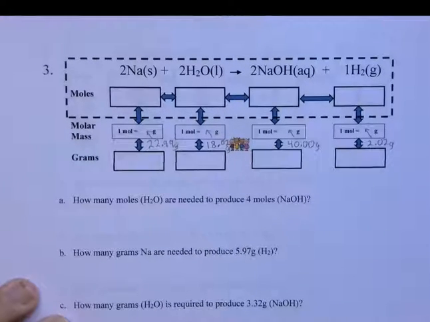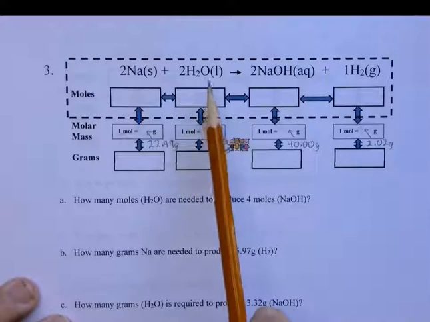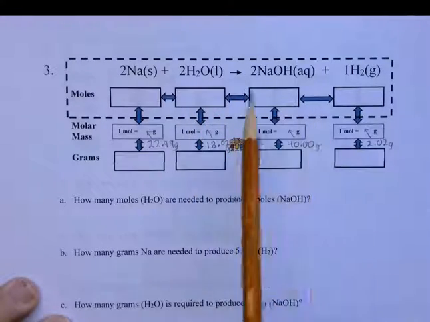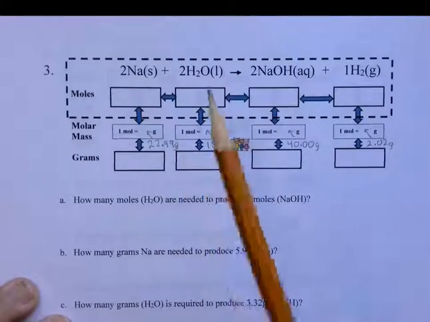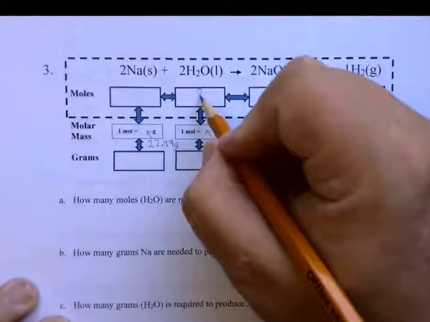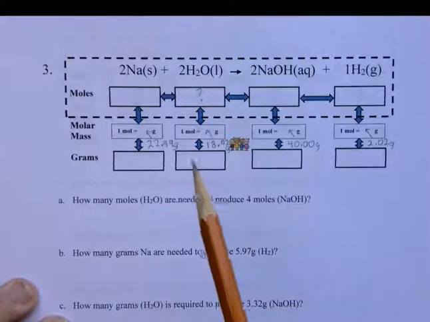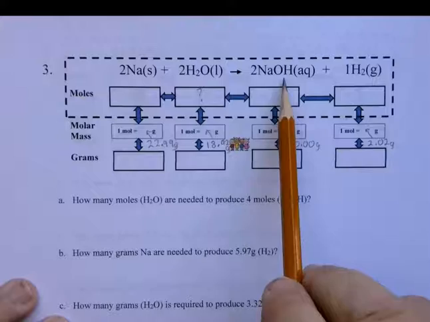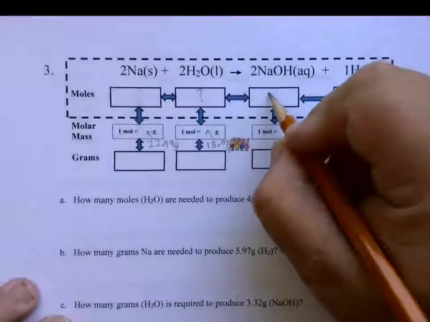How many moles of H2O are needed to produce 4 moles of NaOH? So the question is, how many moles of H2O? So you find H2O. This is the moles row up here, and this is the grams row, but it's asking us for moles. So it's asking how many of these. So we're going to put a question mark there. And you're starting off with 4 moles of NaOH. So right here is where moles of NaOH would be. So we're going to put a 4 there.